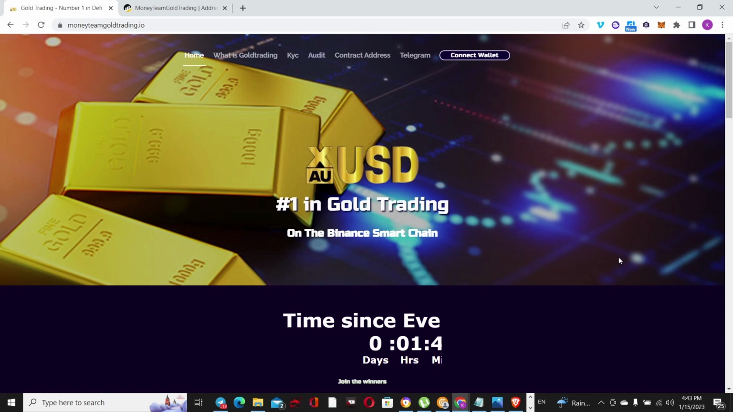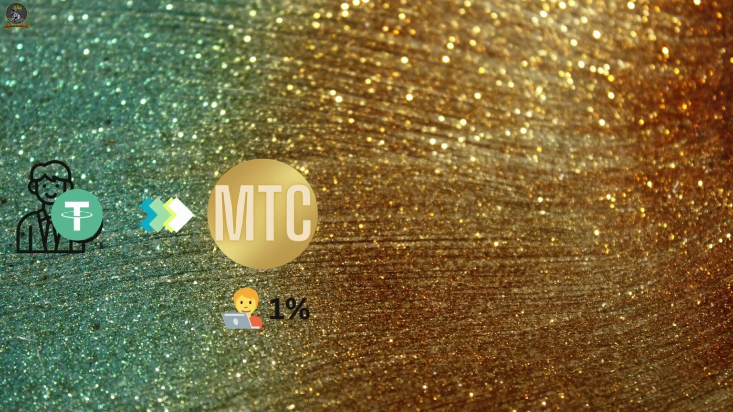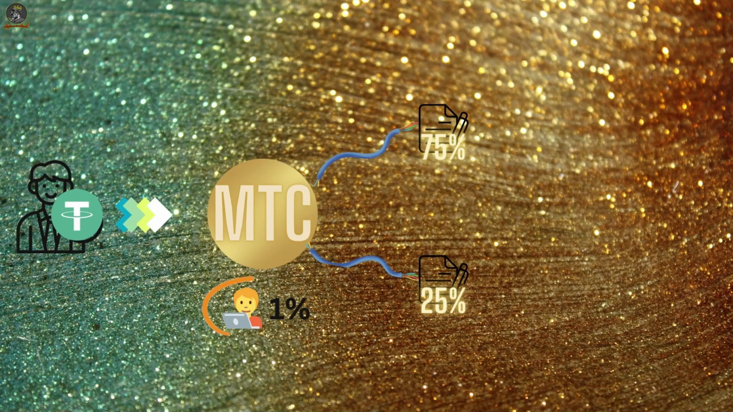Now let's jump into a quick overview of what the platform and the DApp are about. Similar to everything you've seen so far, there is a smart contract, MTC, at the center of all of it that collects USDT from investors, and that smart contract is going to deploy funds to be traded. Now there is a 1% deposit fee that goes to a dev wallet. Like I said, this contract is mainly going to be used to trade.